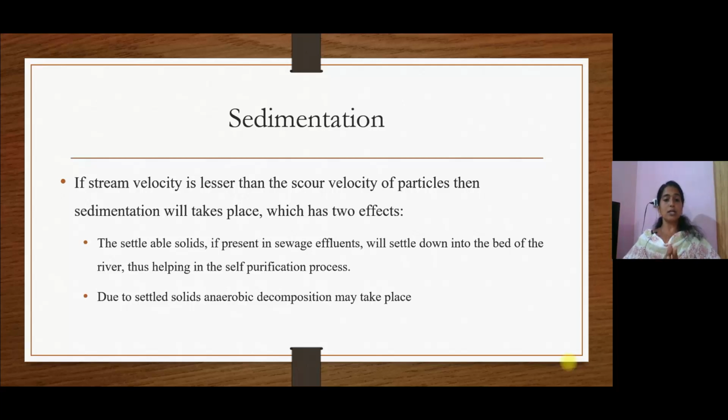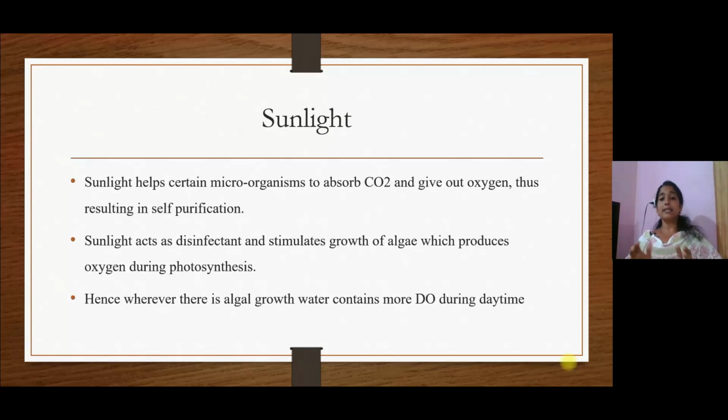Due to the settled solids, anaerobic decomposition may take place because the DO content at the point of mixture or point of dispersal will be less, and this will create an anaerobic condition, and anaerobic decomposition will happen due to the sedimentation of the wastewater at the bed of the river or stream. Then the fourth factor is sunlight.